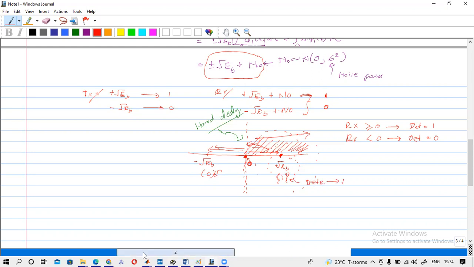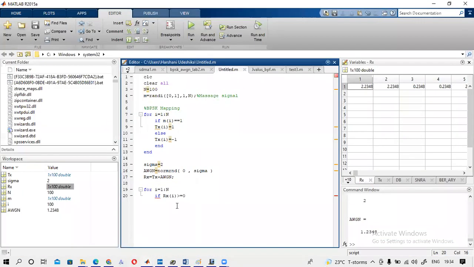If not, that means the received signal is in this area. If it is not greater than or equal to 0, I will assign the received signal to here, that means my detected bit to 0. So that is what I'm going to do. Very simple.